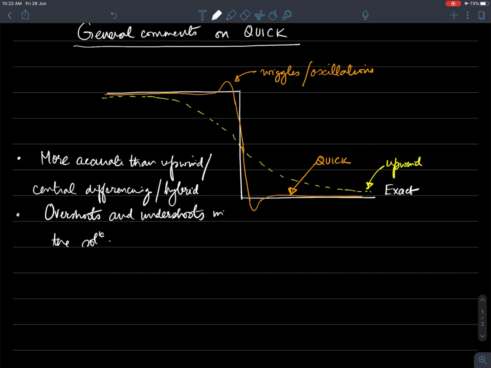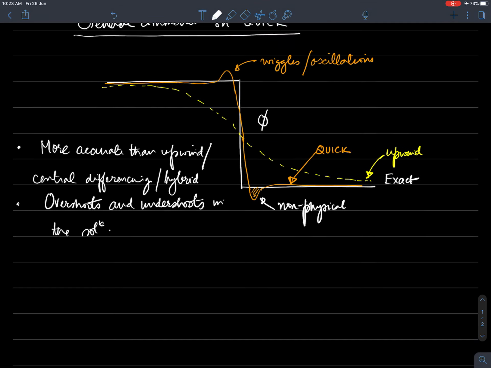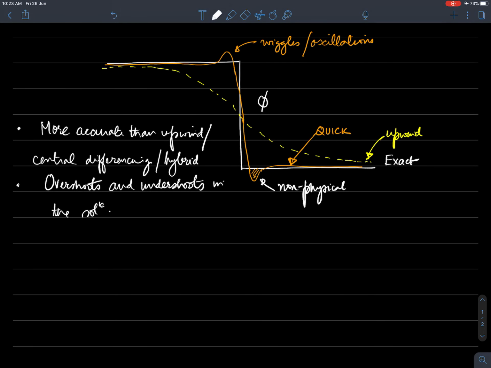These overshoots and undershoots basically give us non-physical values, right? So basically the parameter phi that we are trying to model, it's possible that phi can actually either exceed the allowable range or go below the allowable range. Sometimes phi could be concentration, and the concentration cannot be negative, but at this location here, maybe phi becomes negative.